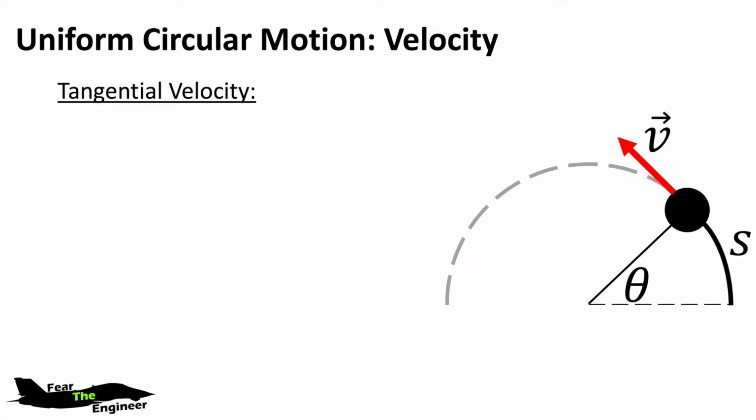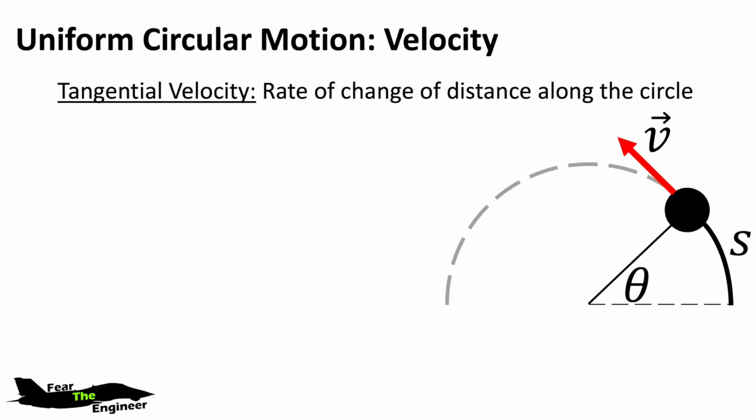Now, let's look at tangential velocity. This is the rate of change of the particle's distance along the circle. That distance is called the arc length, s, which we mentioned earlier. To find its rate of change, we just take its derivative with respect to time. That gives us the velocity of the particle along its arc. When a particle travels on an arc, its velocity is always tangent to the arc, as you can see in the diagram. That's why we call this the tangential velocity.